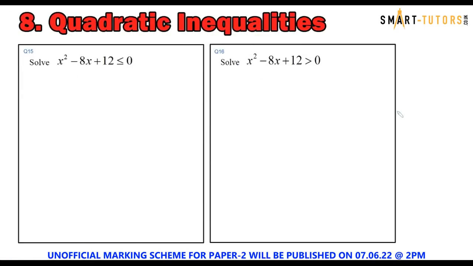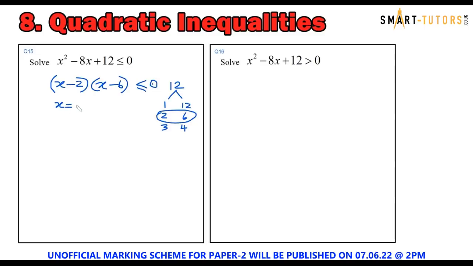Topic number 8, quadratic inequalities. In this equation, you need to first factorize x squared minus 8x plus 12. So the usual factorization, 12 is 1 and 12, 2 and 6, 3 and 4. So 2 and 6, you add them together gives 8. So the answer is (x minus 2)(x minus 6) less than or equal to 0.